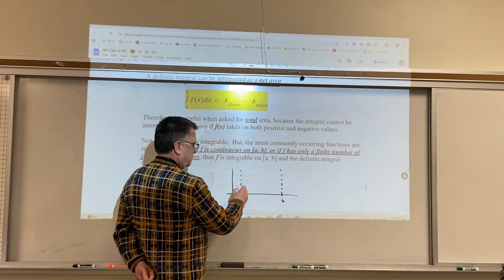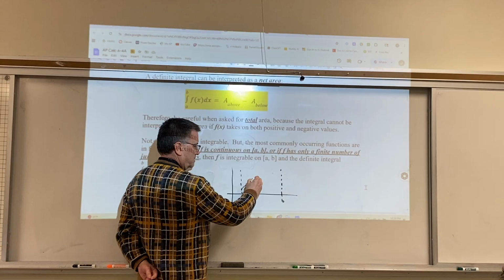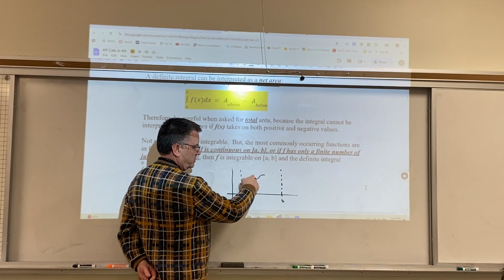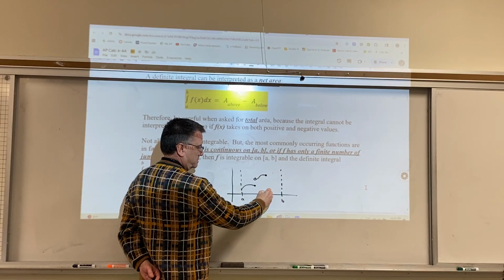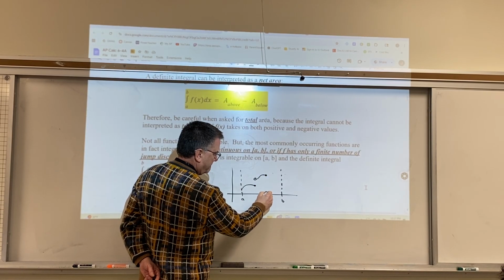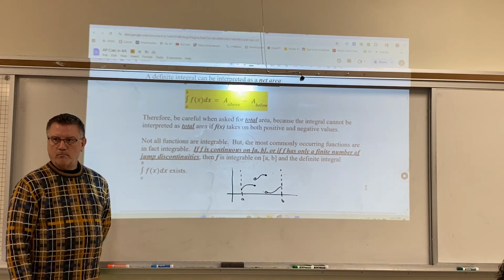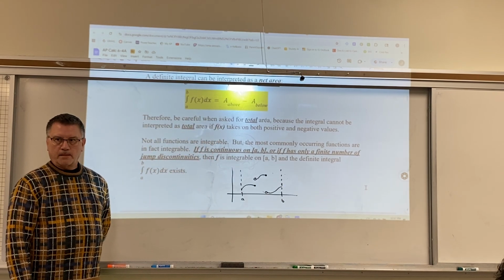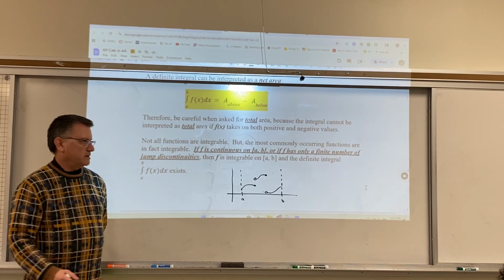What is a jump discontinuity? It looks like this. When you get to a certain value, it jumps up or down to some other value. You can't have 2. So you can take the area of that? I can take the area of that, even though there's a jump discontinuity.